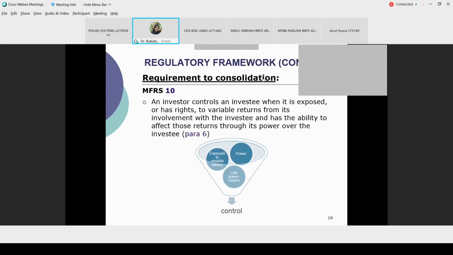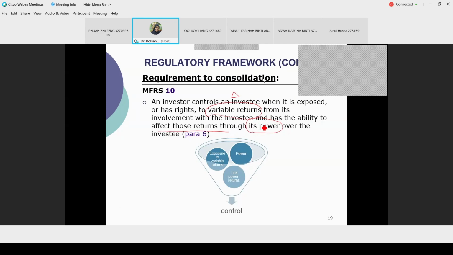Okay, so you see on the regulatory framework here, MFRS 10. In MFRS 10, it mentions that an investor controls an investee when it is exposed to, and has rights to, variable returns. Variable returns here means the ability to change the returns from its involvement with the investee, and it has the ability to affect those returns through its power over the investee.